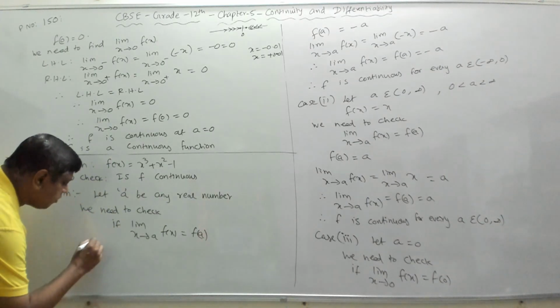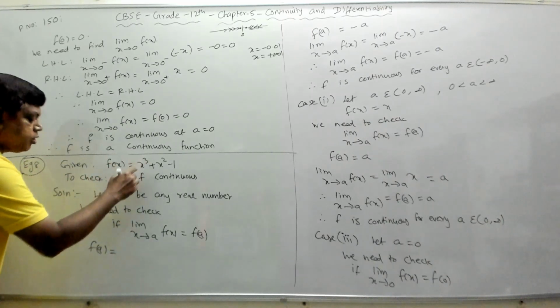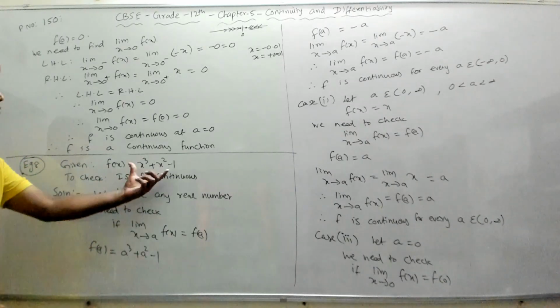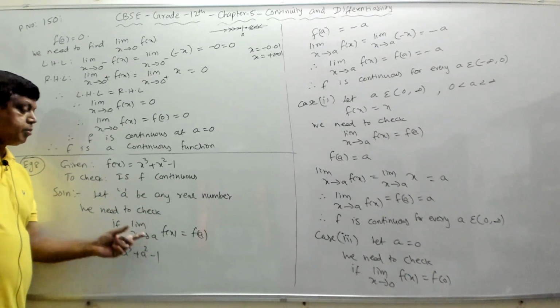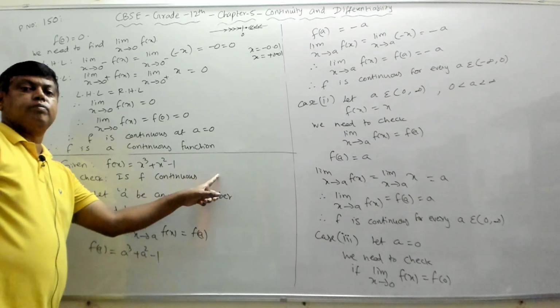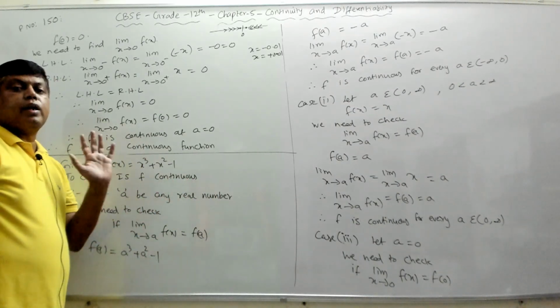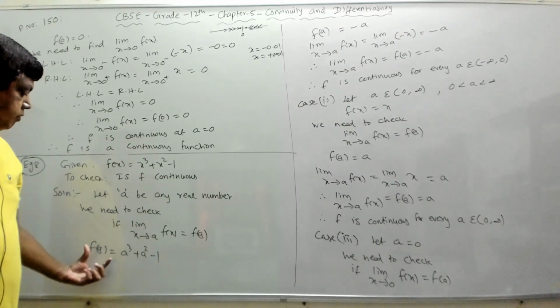Now let's find what is f of a. f of x is this, so f of a will be a cube plus a square minus 1. This is your f of a. Here we can't put any particular value for a because we have to prove f is continuous, not at a particular point. F is continuous means we have to take a to be any real number. We can't assign a particular value for it. Right? a is any real number. We got f of a as this.